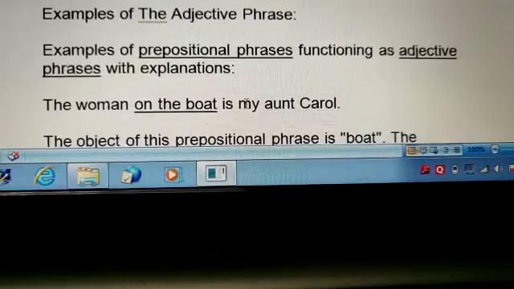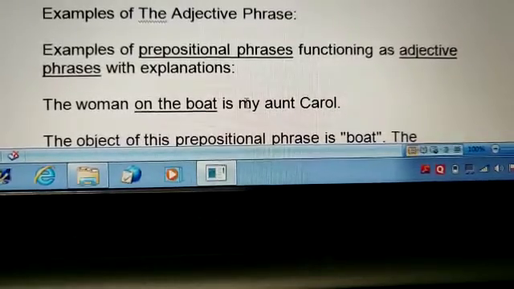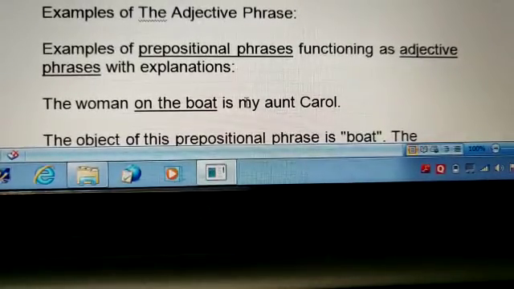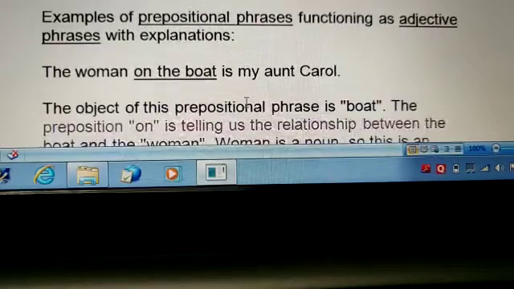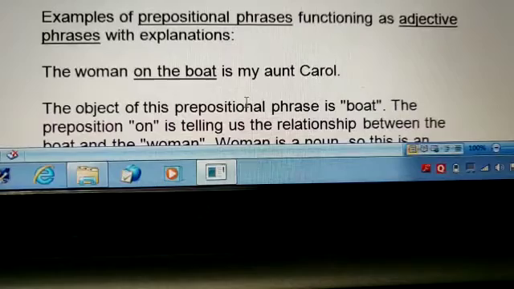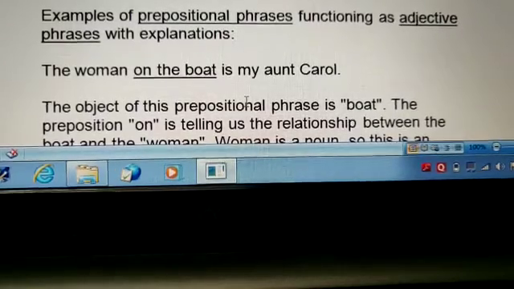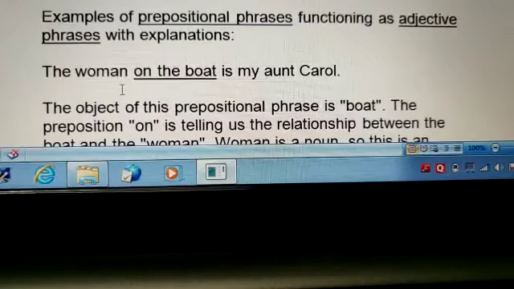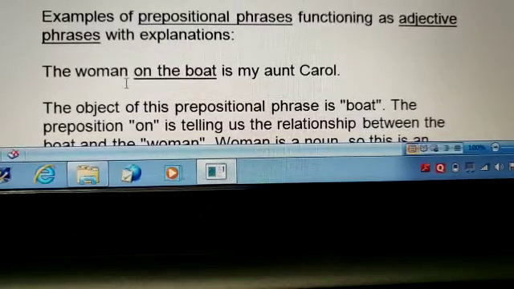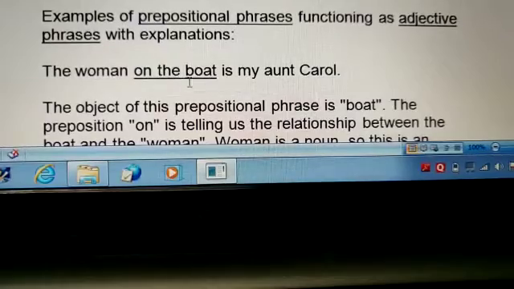Now let us see. The first example that we come across is: The woman on the boat is my Aunt Carol. Now see children, be very attentive over here. The object of this prepositional phrase is boat. Why is this called prepositional phrase over here, children? On is what? It is a preposition. The boat is the object.